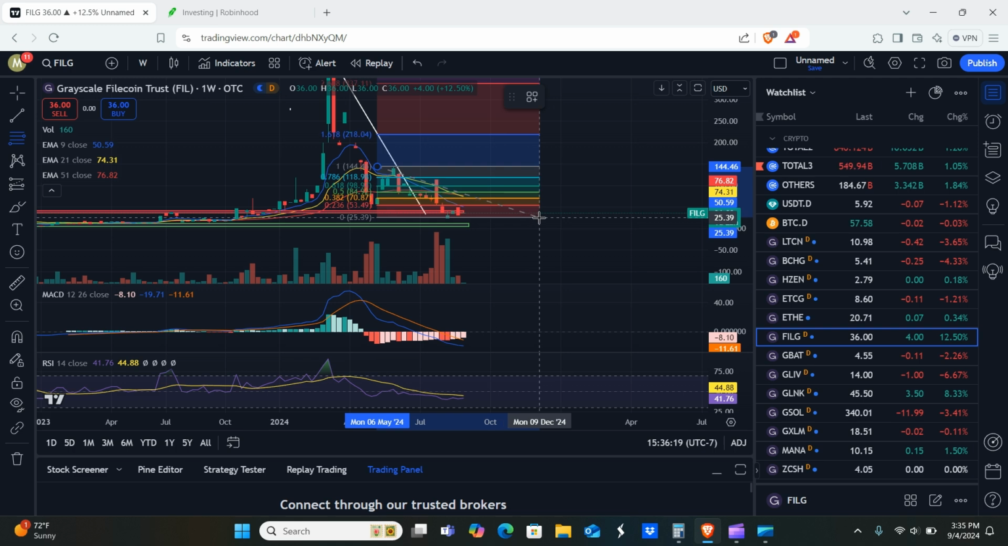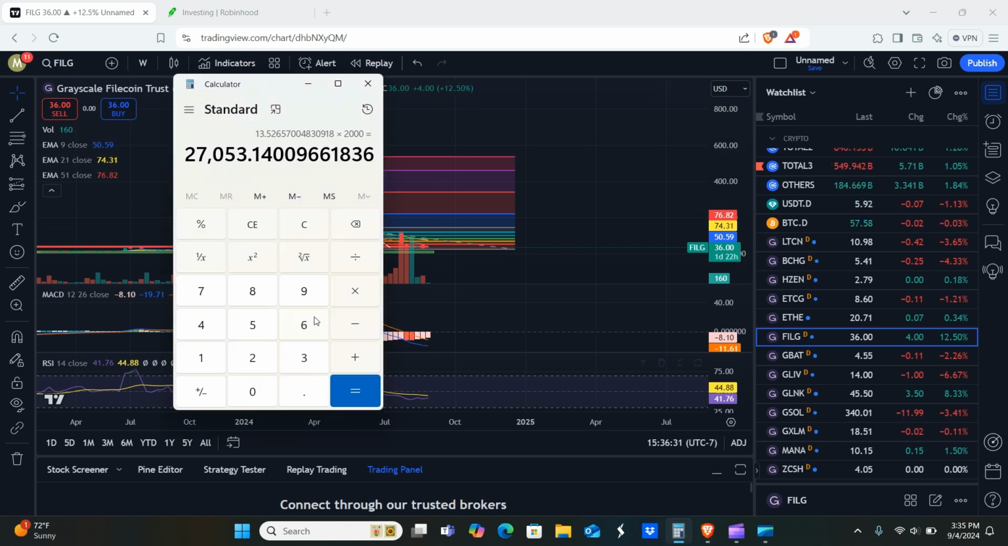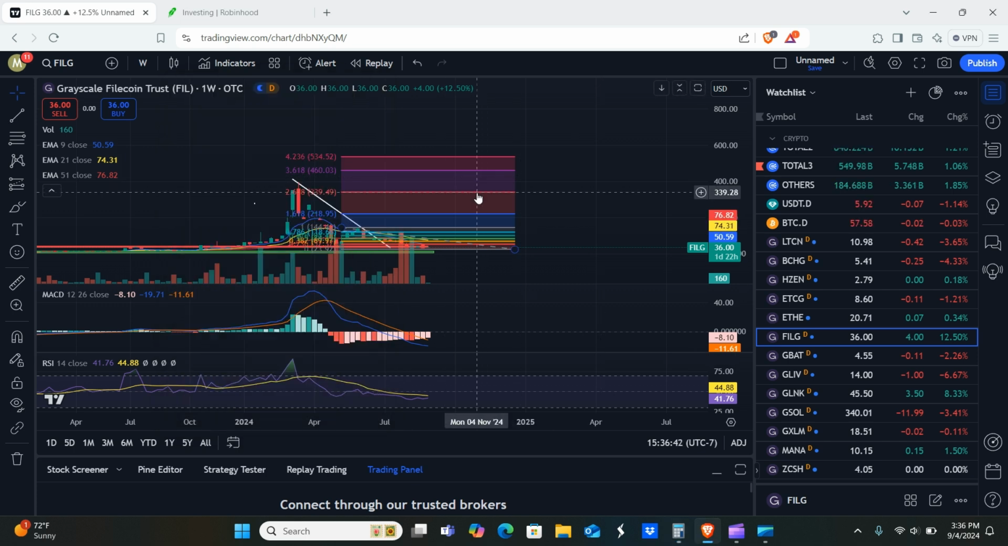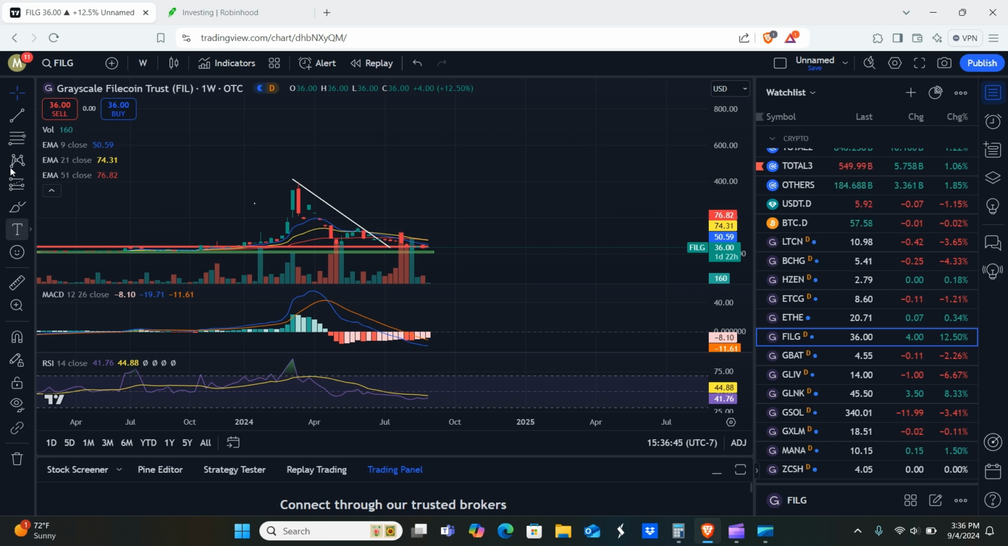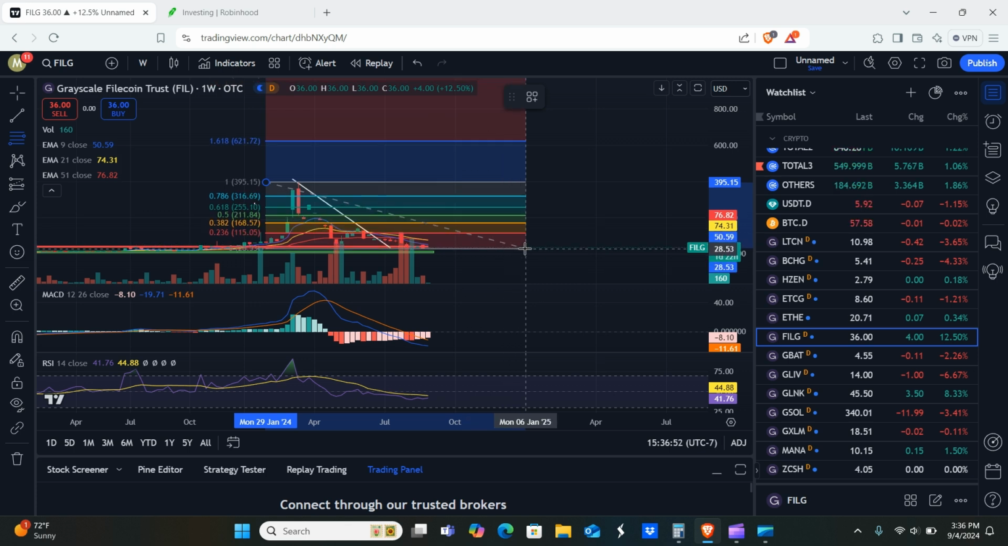Okay, so Phil G. You got 220, 350, 460, and 540 respectively. So 540 divided by 36, you're looking at a 15x. I mean, I definitely think that's absolutely possible. I mean, Filecoin itself is just kind of still sitting at the lows. It hasn't really done much of anything. I suspect Filecoin's probably going to be a late mover. I don't think it's going to moonshot immediately.